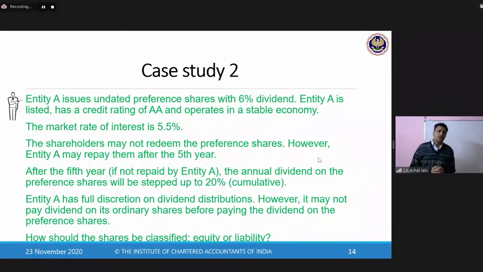Entity A has full discretion on dividend distributions. However, it may not pay dividend on its ordinary shares before paying the dividend on preference shares. So that means before making the payment for equity shares, it's mandatory for the payment to be made on preference shares. In this case, these preference shares are required to be classified either as equity or liability, on which your inputs are required. So I would request all of you to let me know, what do you think this instrument will become? Equity or a liability?